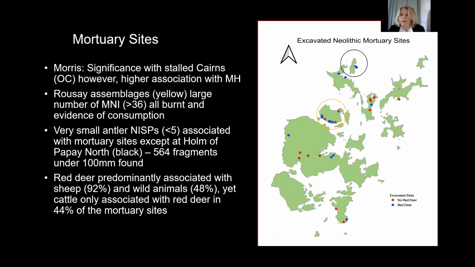However, the data that I was looking at suggested that there was actually a higher association between red deer deposition and the Maeshowe type tombs. What we were also seeing was that the Rousay assemblages, which is in the yellow circle there, and some of you may know that Rousay is often referred to as the Egypt of the North due to the proliferation of Neolithic tombs on the island. What we had here was an abundance of red deer being deposited in the tombs. And we had a minimum number of individuals upwards of 36 in some of the tombs. We also found that the assemblages were often burnt and also had evidence for consumption, which was unusual because other than two other tombs across the rest of the islands, this was the only place that we had evidence for this.